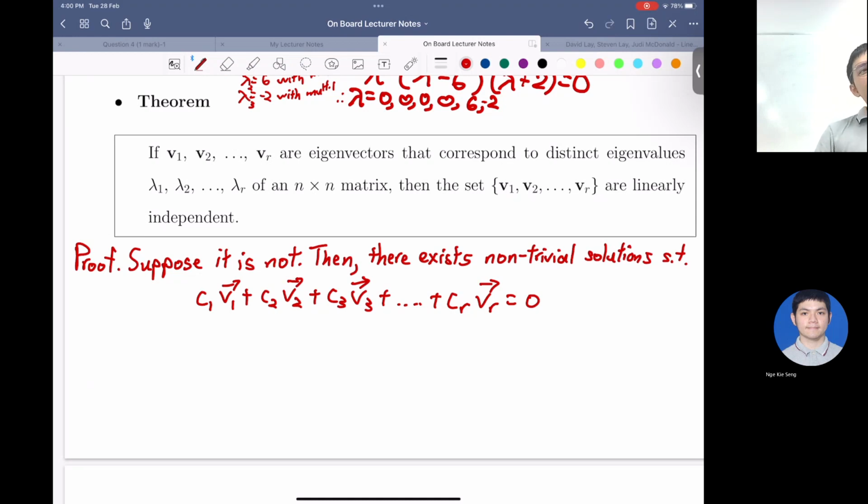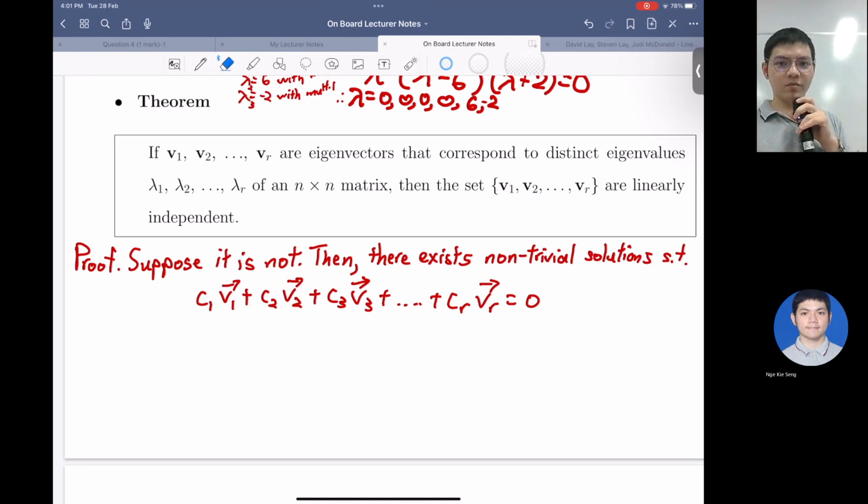So what can you do next? Actually, there's a limited number of things you can do, but there's one obvious thing. What can you do? Seems like if you apply A, you got nothing to do with it. What can you do?